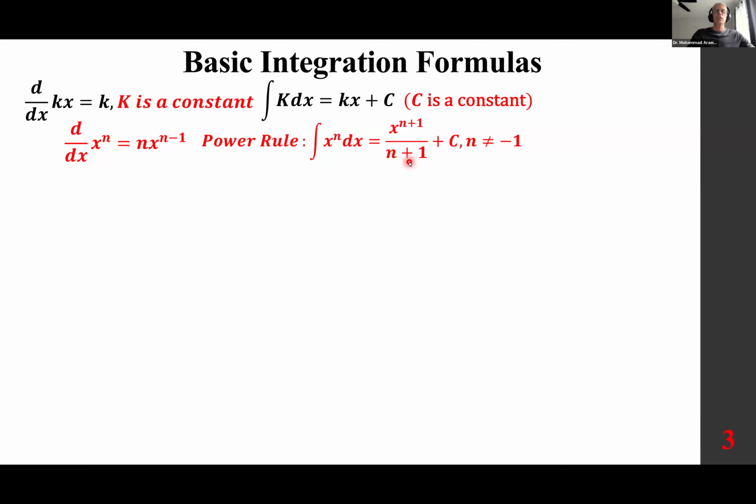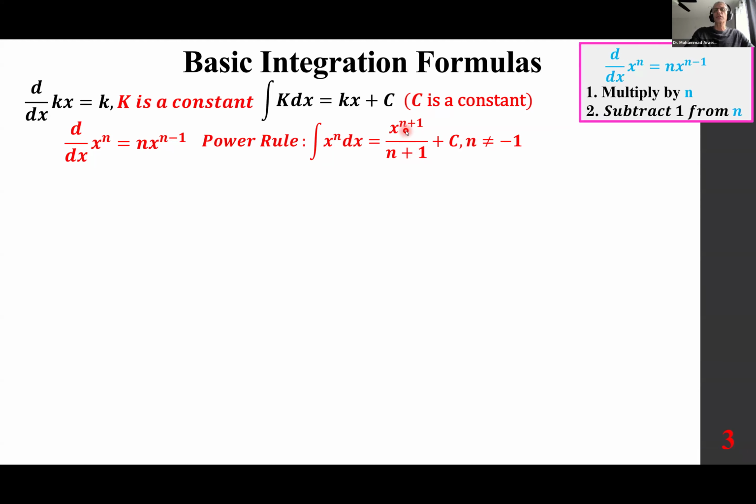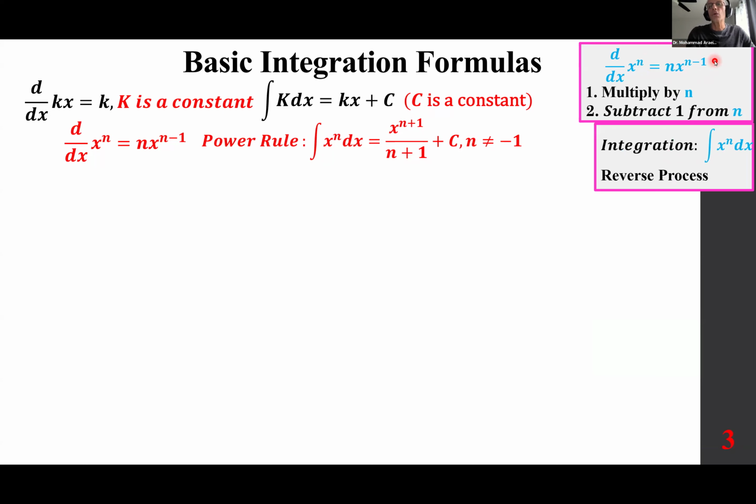Now, we looked at the proof by differentiating the right side. Also, here's the reverse process. If you look at differentiation, the two steps are: multiply by n, the exponent, and subtract 1 from the exponent. Integration is the reverse process. So number 1, instead of subtracting, we're going to add 1, so it becomes n plus 1. And number 2, instead of multiplication, we're going to divide by n plus 1. And that gives us the same answer.